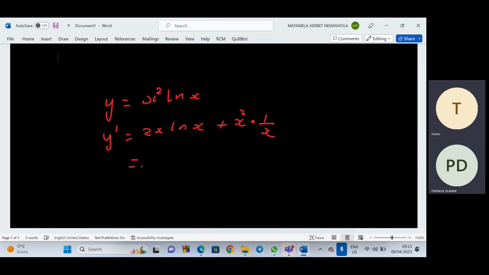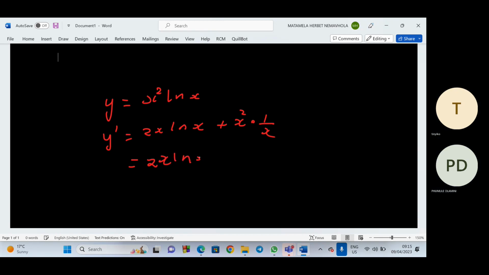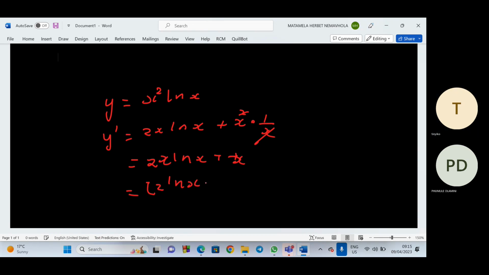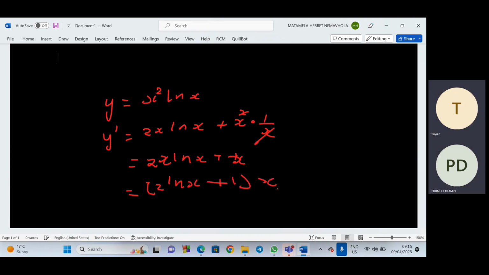So when we simplify it, it's going to be 2x ln x plus x, this x will cancel with that one, so there is going to be plus x. And then for the answer here, we can just take out the common factor x, which is (2 ln x plus 1). So that's how you differentiate with a product rule.